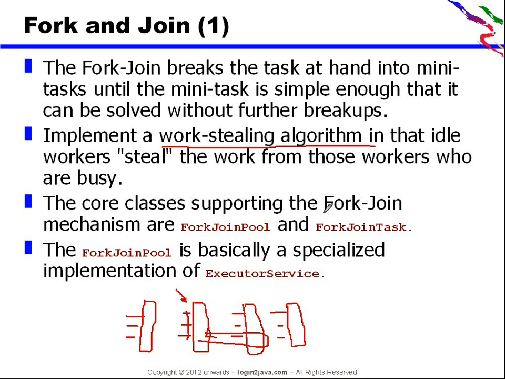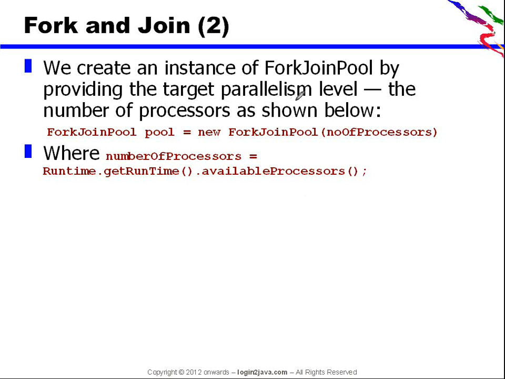The core classes supporting the fork join mechanism are ForkJoinPool and ForkJoinTask. The ForkJoinPool is basically a specialized implementation of ExecutorService. You create an instance of ForkJoinPool by providing the target parallelism level, the number of processors, as shown below. Even before that, if you want to know the number of processors in your CPU, you can get it from the Runtime class, Runtime.getRuntime().availableProcessors(). Then use this parameter in the ForkJoinPool to get your pool ready for all the processors. So this is so simple.